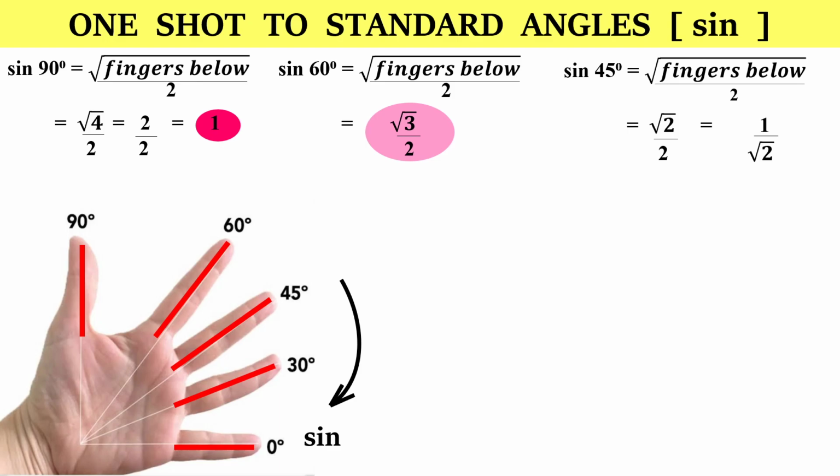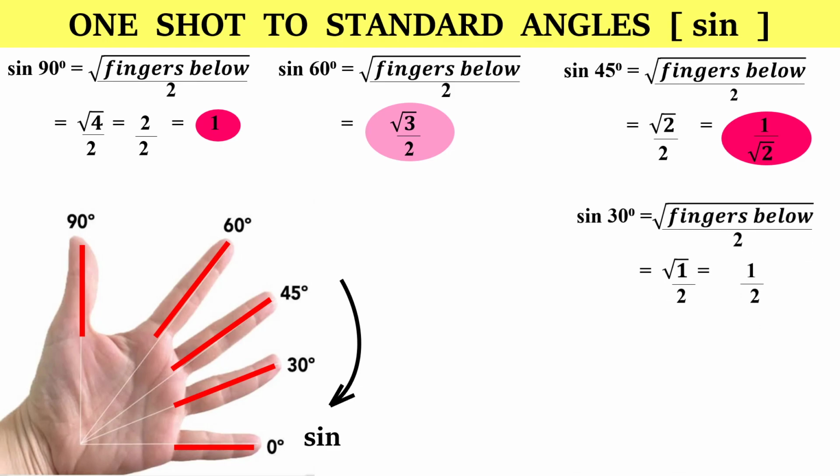So now we will see for sine 45 how many fingers we have. We have just 2. So square root of 2 upon 2. Previously also we broke 2 as root 2 into root 2. One root 2 from the numerator and one root 2 from the denominator gets cancelled, and we have 1 upon root 2. So this is the answer of sine 45 degree. Sine 45 is 1 upon root 2.